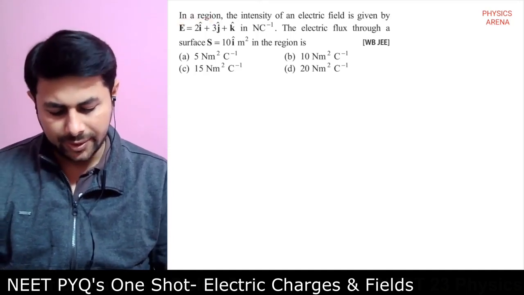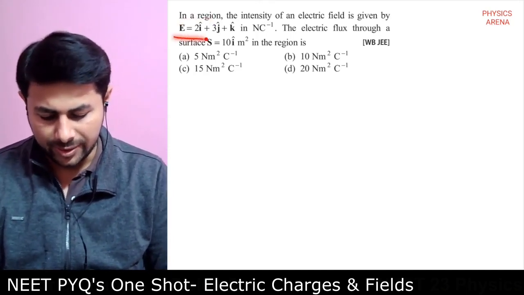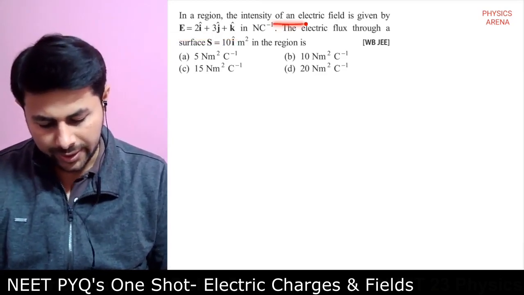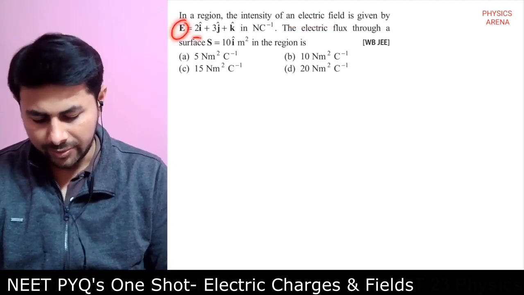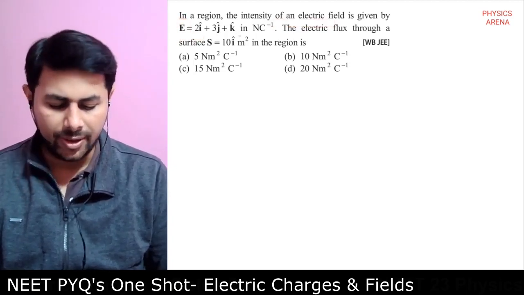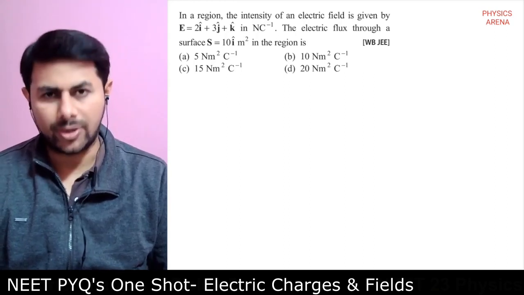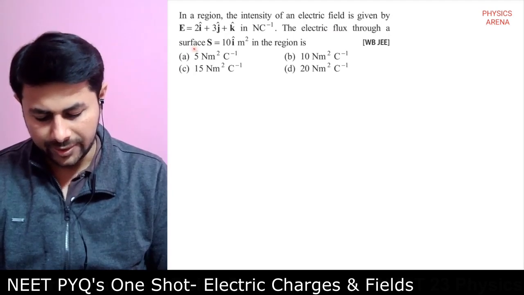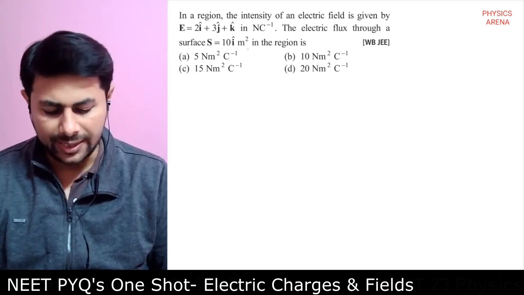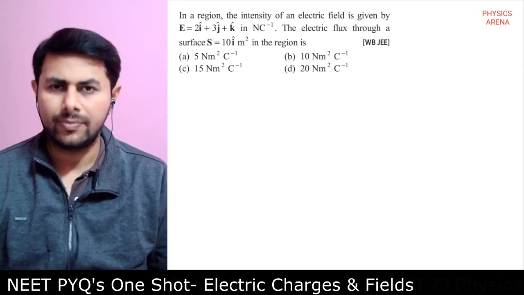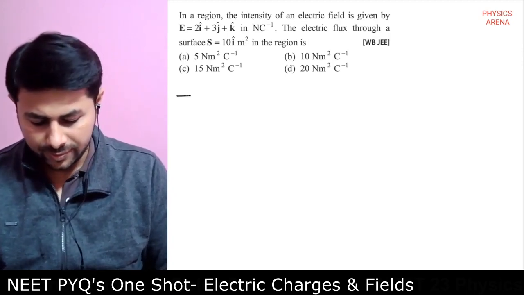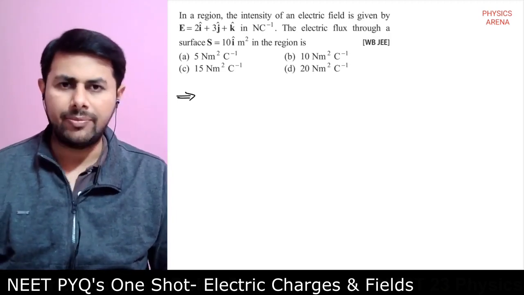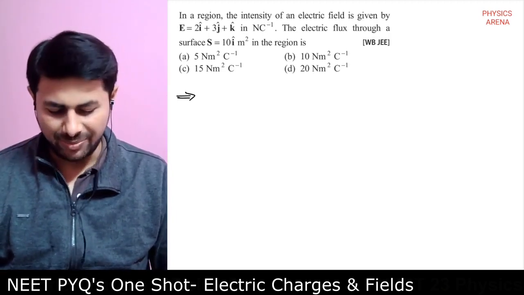In a region, the intensity of electric field is given by E bar equals 2i cap plus 3j cap plus k cap in newtons per coulomb. The electric flux through a surface S equals 10i cap meter square in the region is. Actually a straightforward question, but there was no question like this asked in the NEET exam, but there can be a question like this.